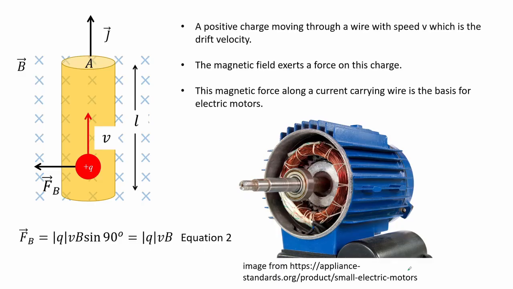Here we have a positive charge moving through a wire with speed v, which is the drift velocity. The magnetic field exerts a force on this charge as shown on the figure, and using the right-hand rule it is oriented to the left with respect to the direction of the particle. This magnetic force along a current-carrying wire is the basis for electric motors.